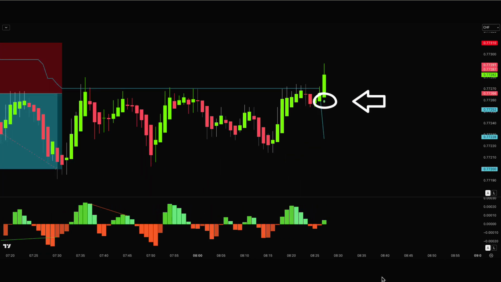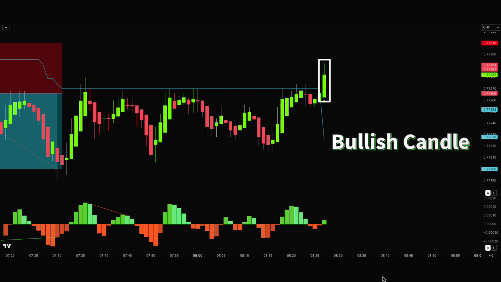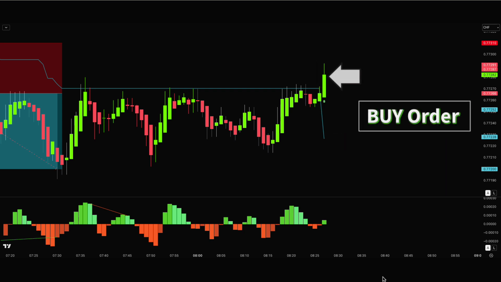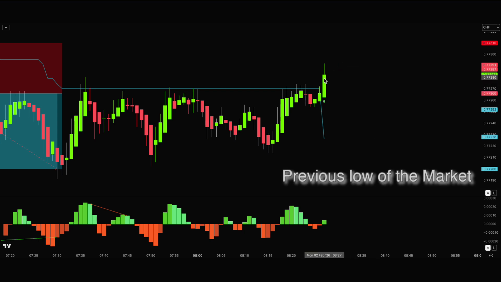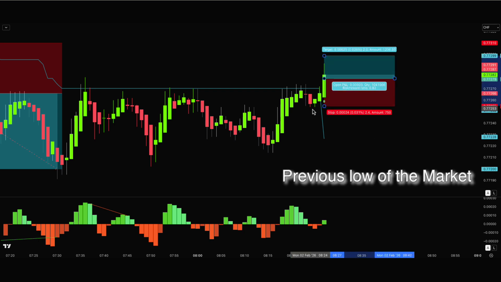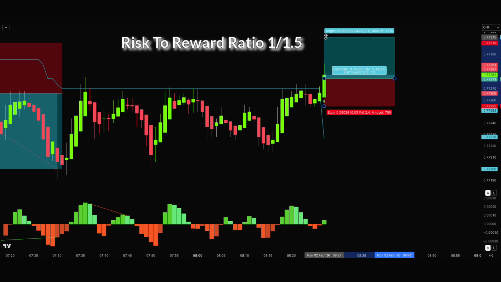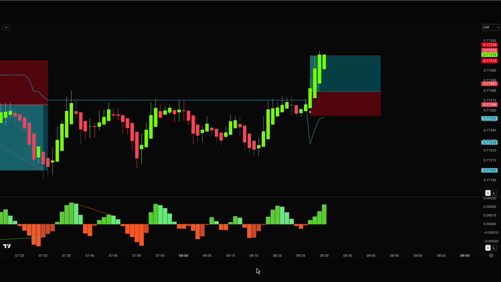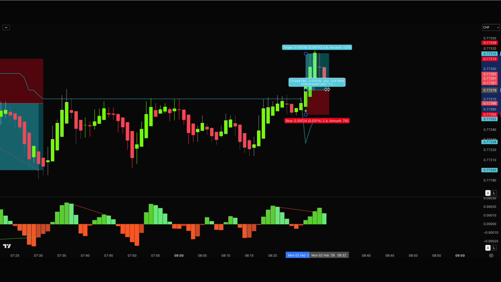Here, the Trend Sniper V2 arrow up is a buy signal. Here, the triangular momentum shows green columns. Here, the market has made a bullish candle to give confirmation. So all our conditions are being fulfilled. So we are placing an order to buy. Our stop loss is to be placed at the previous low of the market, and the risk-to-reward ratio will be 1:1.5. We have won the trade. Let's find the next trade.